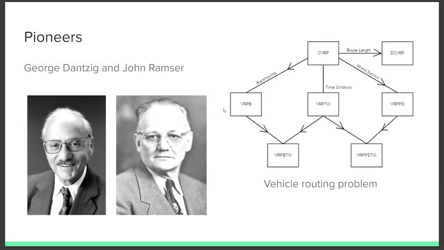Rooted in the 1950s work of George Dantzig and John Ramser, route optimization has evolved into advanced traffic management systems. Today's systems not only manage traffic flow by adjusting signal timings on busy roads, but also enhance road safety with features like fatigue detection for drivers. This multifaceted approach aims to streamline urban commutes, elevate road safety, and reduce travel times and fuel consumption, marking a significant leap in urban traffic management.